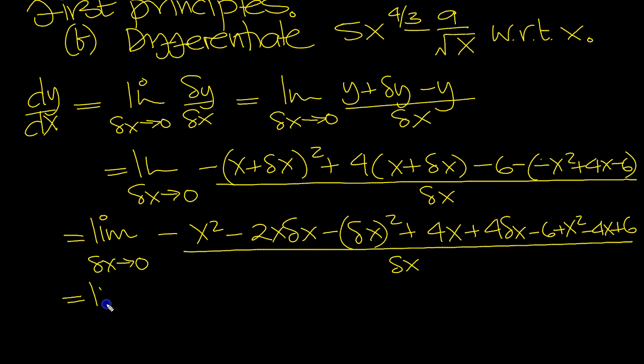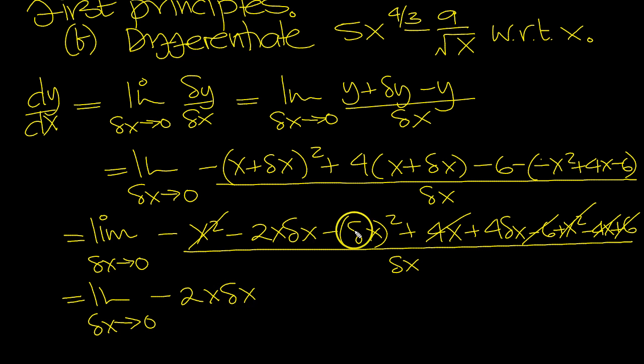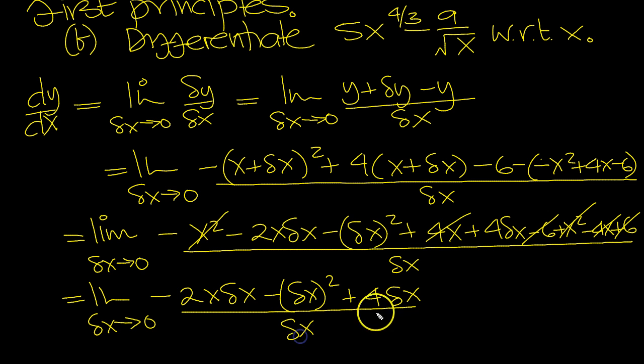So this is equal to the limit of delta x as it tends to 0. And on the top we've got a minus x squared and a plus x squared, so they can go. We've got a plus 4x and a minus 4x, and we've got a minus 6 and a plus 6. So we're simply left with minus 2x delta x here, minus a delta x squared here, plus a 4 delta x there, all over delta x. There's a delta x common on the top, so we can divide top and bottom by delta x. So let's do that then. It would just leave the minus 2x minus a delta x plus a 4.